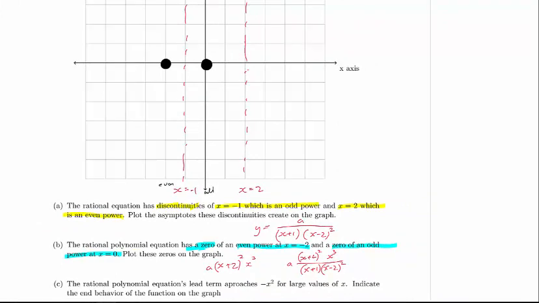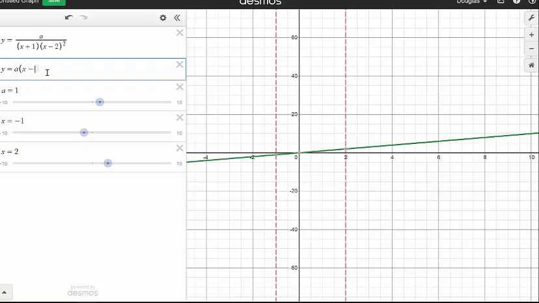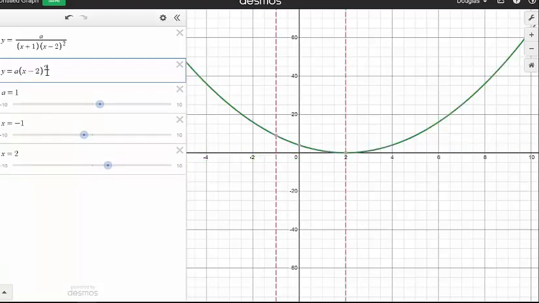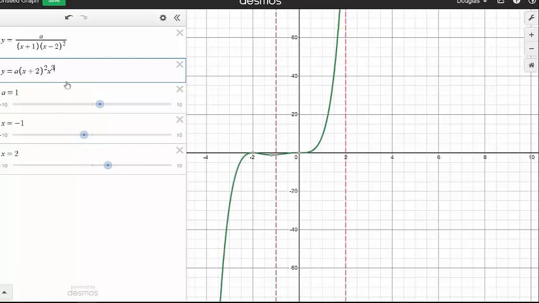Let's go ahead and take a look at this in Desmos. All right, so real fast, let's ignore what we've done so far. Let's take a look at just the regular zeros. We have y equals a times x minus 2 quantity squared. I'm sorry, not minus 2, plus 2. And then we've got x to the 3rd power.